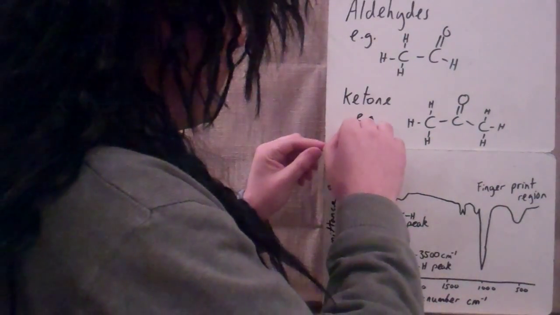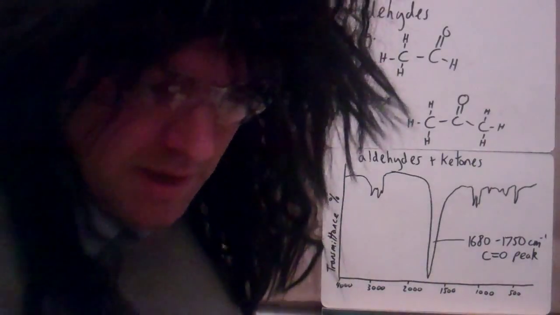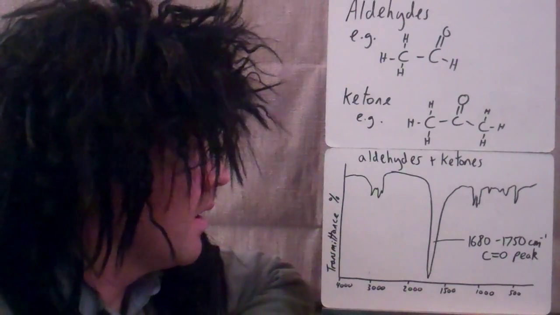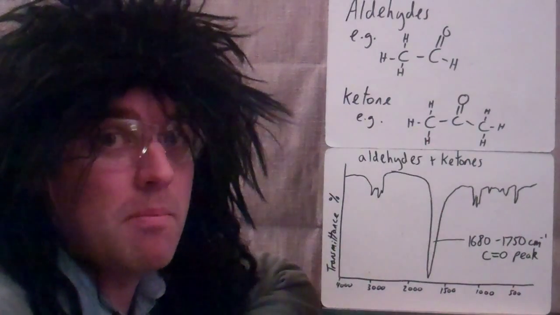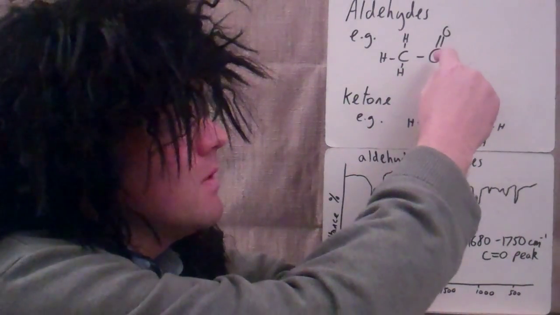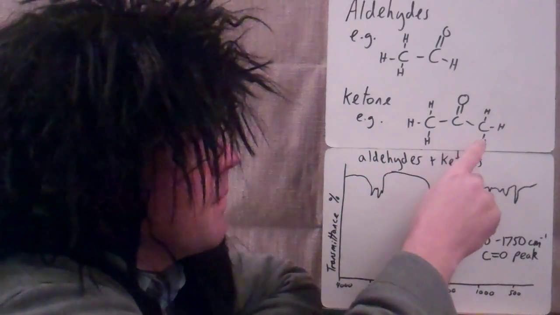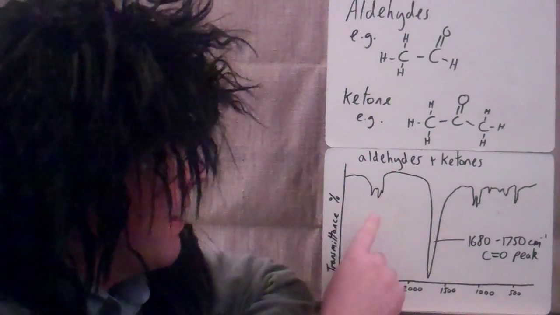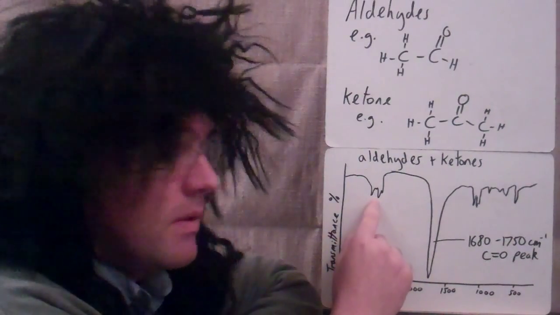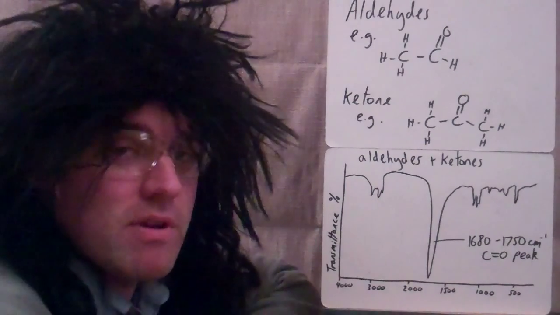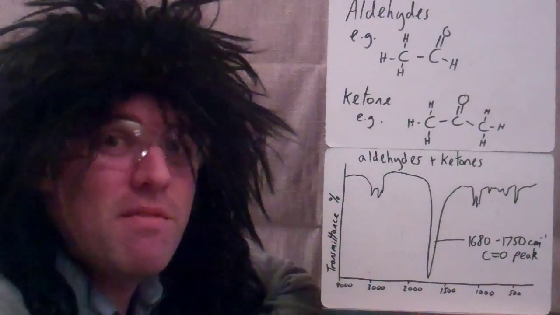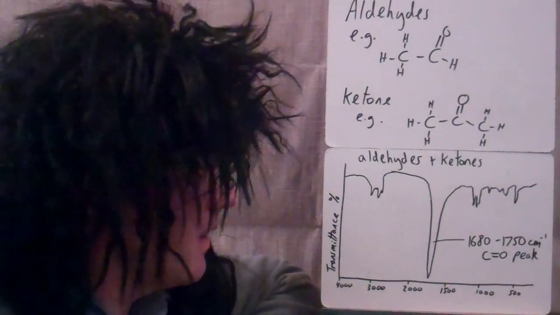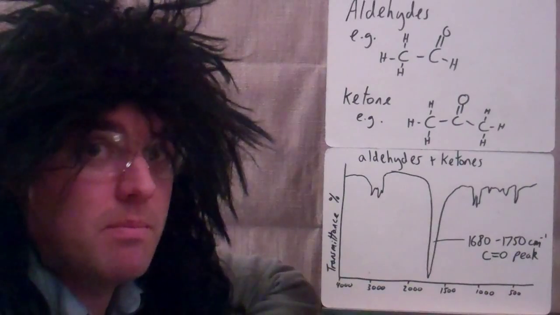aldehydes and ketones. We do these two together because you can't tell the difference between an aldehyde and a ketone just by looking at the infrared spectrum, because they have the same type of bonds: carbon to carbon bonds, carbon double bond to oxygen, carbon to hydrogen. Now there's something over here. This would be the CH bond again. That's always there around the 3,000 area. It's always kind of spiky, so you can recognise it. I'm not going to bother to label it because everything's got a carbon to hydrogen bond.